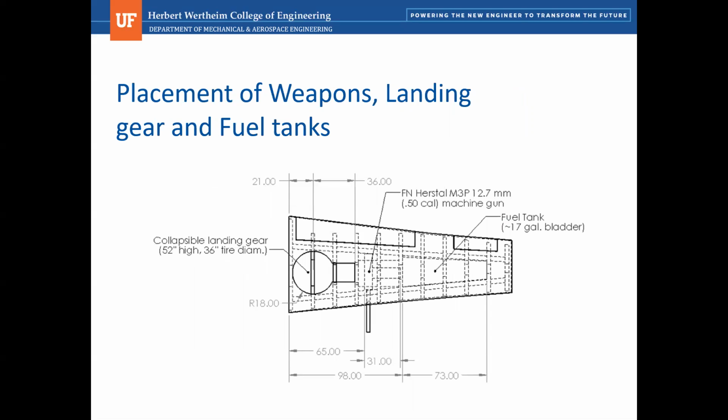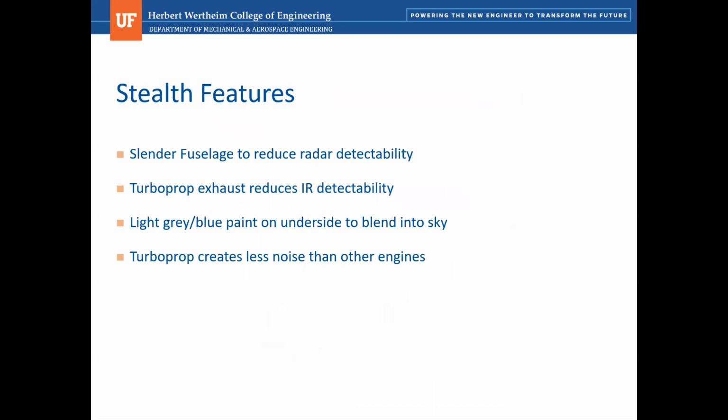This is a picture of the wing and a layout of where the collapsible landing gear will be. You can see that here to the left, as well as the gun that was integrated in the middle and the fuel tank that was used, about a 17-gallon bladder fuel tank. Slide. Some of the stealth features that were incorporated into our aircraft include the slender fuselage, which reduced radar detectability.